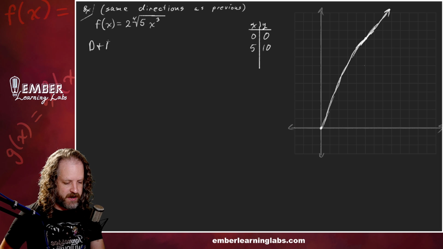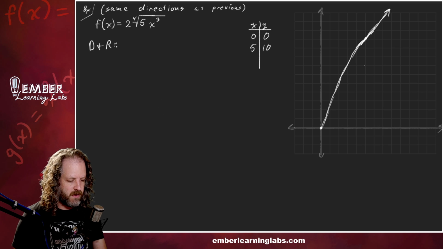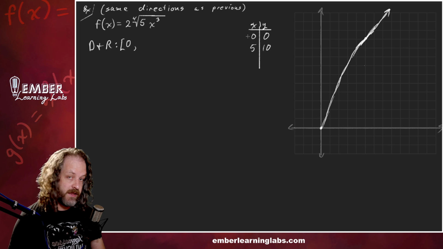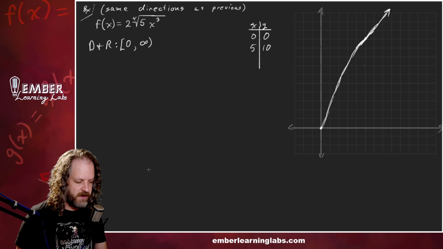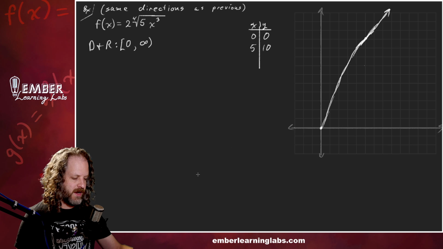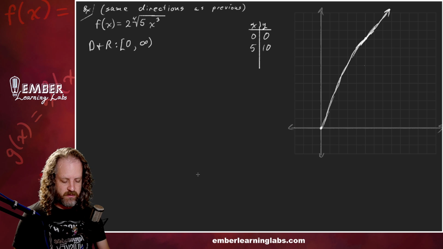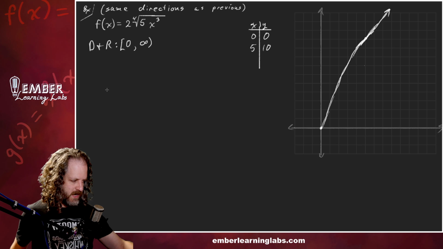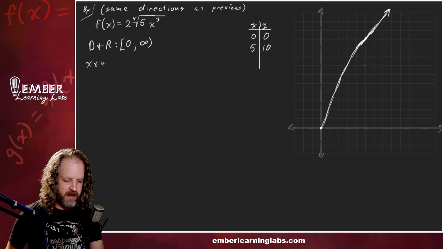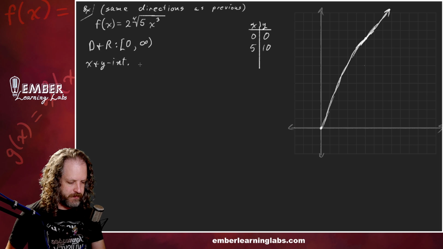So the domain and range are 0, includes 0, right? Because we can put 0, 0 in there. It's right there, right? 0 to infinity. Never including infinity. Both positive infinity, then we're not going down or to the left anywhere, right? And then next, we're looking at the intercepts. The X and Y intercepts are the same again. X and Y intercept are the same, both at 0.